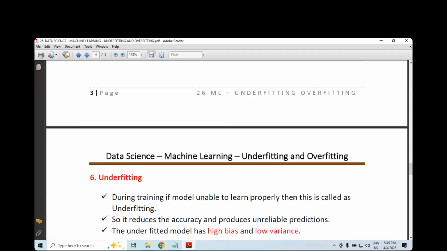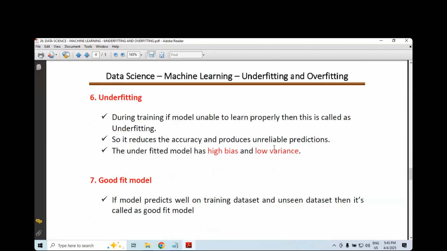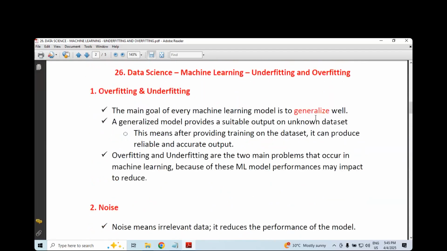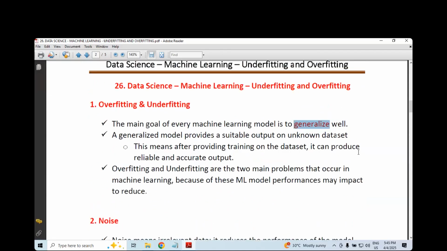Now move on to the next one, underfitting. During training, if the model is unable to generalize well, one word is important: generalize well. What do you mean by generalize well? If the model is doing prediction with unknown data, please understand.